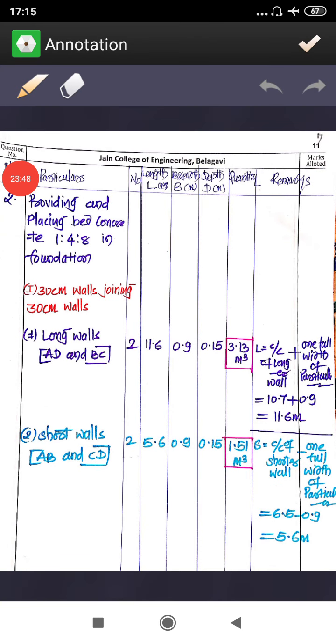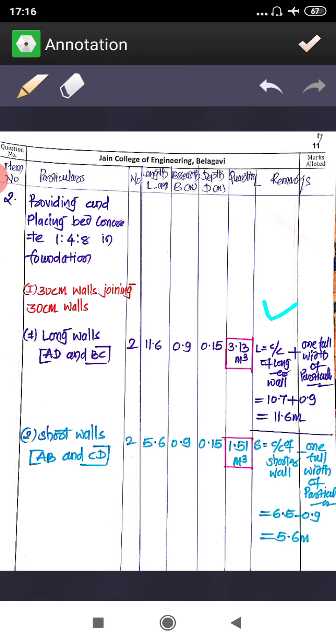Now the second item, that is providing and placing bed course, that is bed concrete 1:4:8 in the foundation. Again you are supposed to divide the 30 centimeter wall joining 30 centimeter, 20 centimeter wall joining 30 centimeter and 20 centimeter wall joining 20 centimeter. Same criteria you are supposed to follow. See, the length is not going to be changed, right, because width is same, only thing is that thickness is going to change. See here, it is 0.15, 0.15, right, so thickness is going to be changed, length is going to be same here.